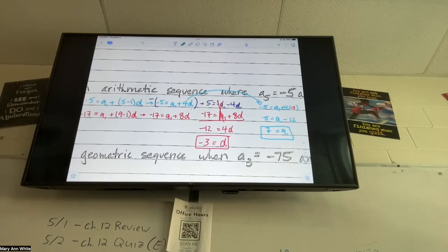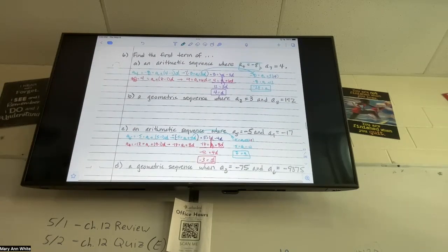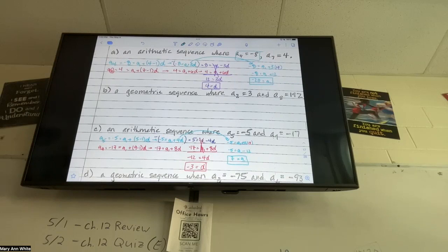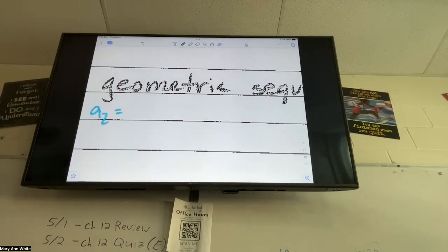All right, we got two more problems that are the same type. They are geometric, which is just a little bit funnier. But we're still going to solve it the exact same way that we did the last one. We just have to now use our geometric form, okay? So my first equation is going to show that a sub 2 equals 3.